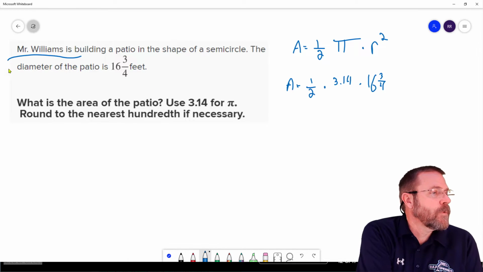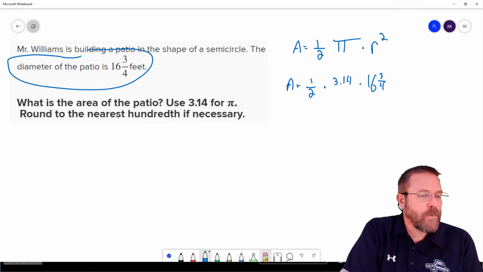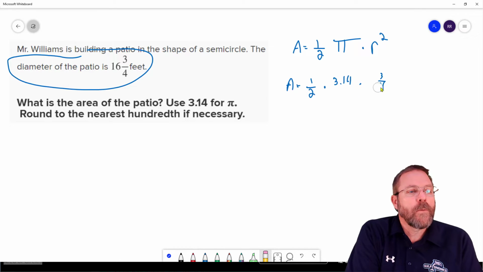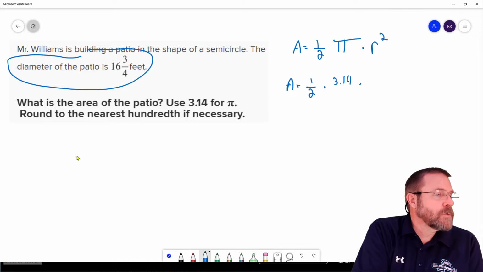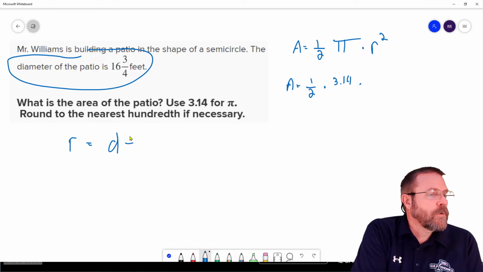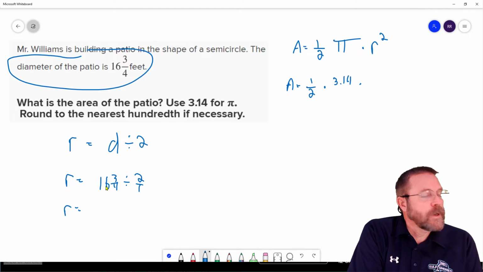That's a diameter. So since that's a diameter, we're going to have to erase this, and we're going to have to find out what the radius is first. So let's do that. Remember that the radius is equal to the diameter divided by 2. So the radius is equal to 16 3/4 divided by 2 over 1. Radius is equal to, I'm going to take 4 times 16.